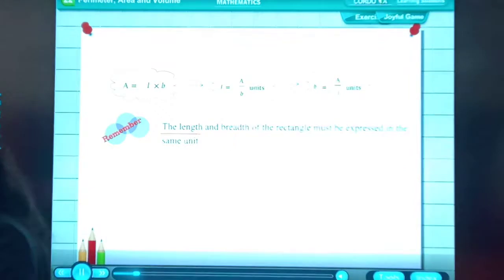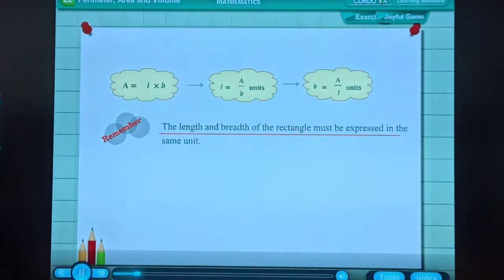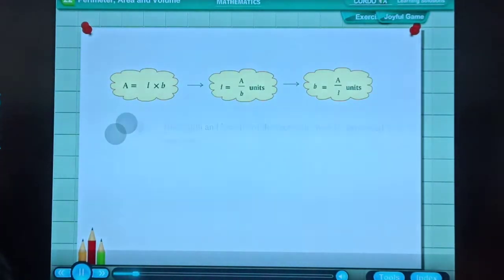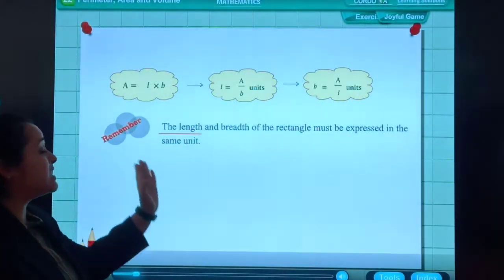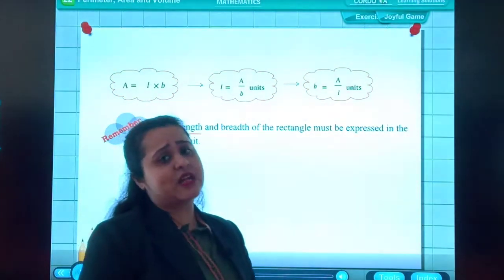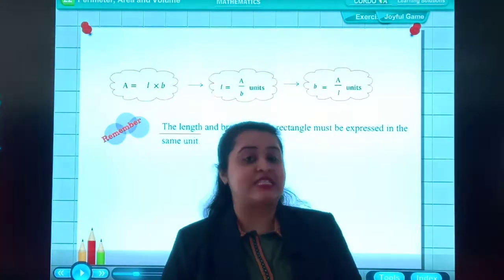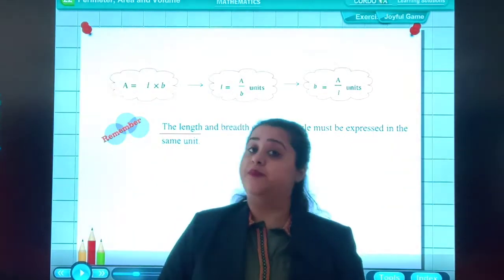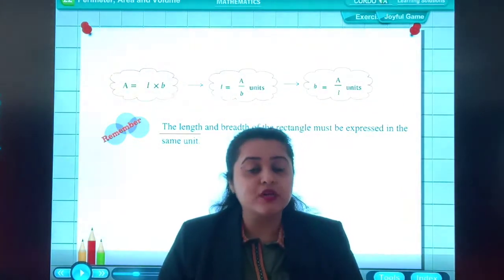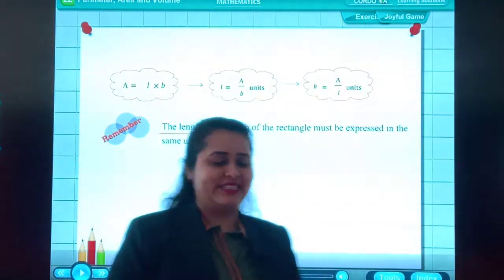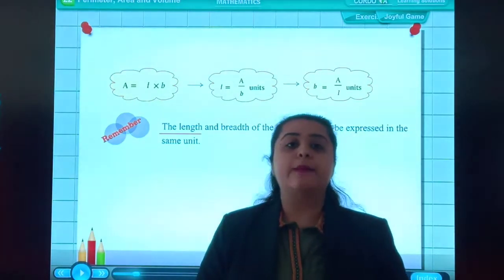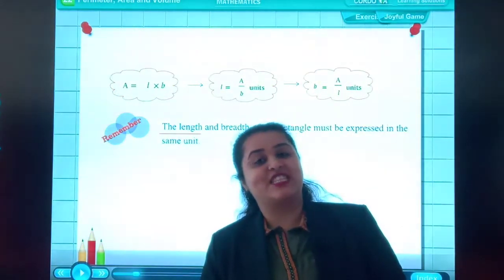Remember, the length and breadth of the rectangle must be expressed in the same unit. You have to keep in mind that the length and the breadth must be in the same unit. बहुत बार क्वेश्चन में ऐसा होता है that the length is given in centimeter and the breadth is given in meters. So you need to convert them and you have to bring them in one same unit. So students, here we complete the topic that was area of rectangle.